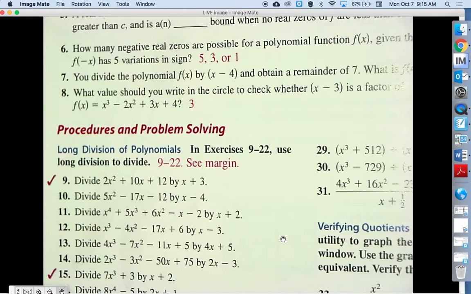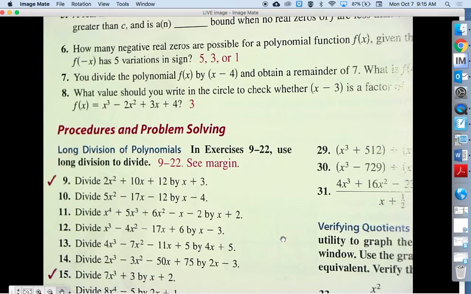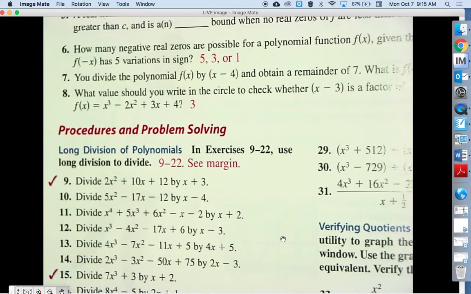So you divide by x minus 4 and you get a remainder of 7. So you're dividing by x minus 4, you go through all the steps, and the remainder is 7. The question is, what does f of 4 mean? What is it equal to? So this is number 7.